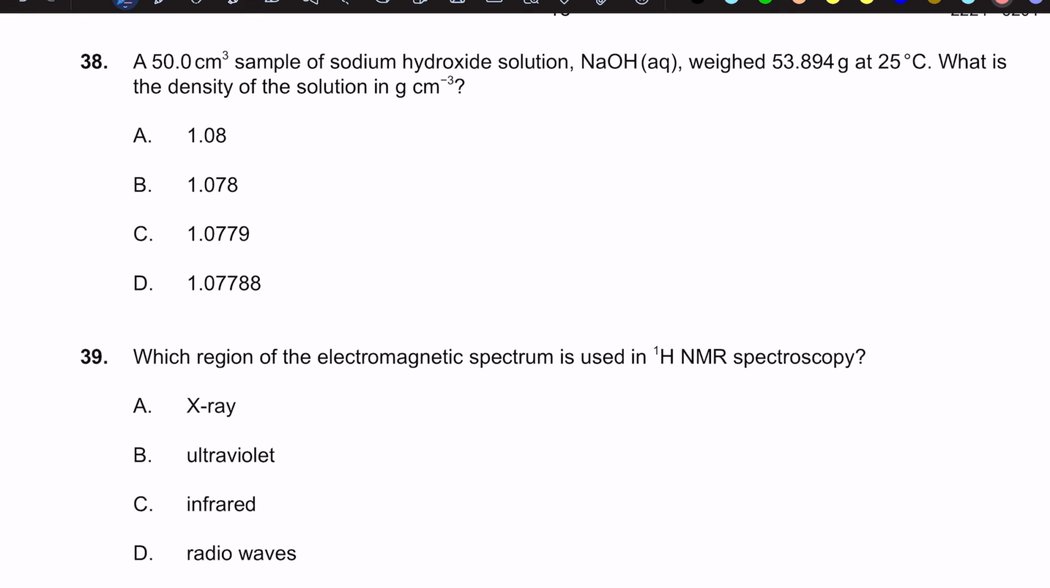Question 38: we have 50 cm³ of sodium hydroxide solution, NaOH, which weighed 53.94 grams at 25 degrees Celsius. We have to find the density of the solution. Density is mass over volume, so 53.94 divided by 50. In the division case, you report your answer to the lowest number of significant figures. The volume has 3 significant figures and the mass has 4. So we don't even have to solve it. Only the answer with 3 significant figures will be our final answer, which is option A.